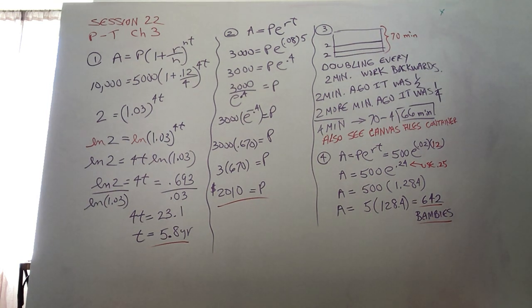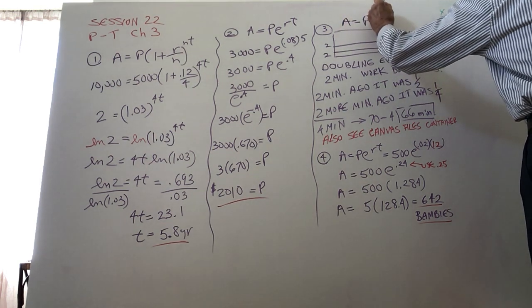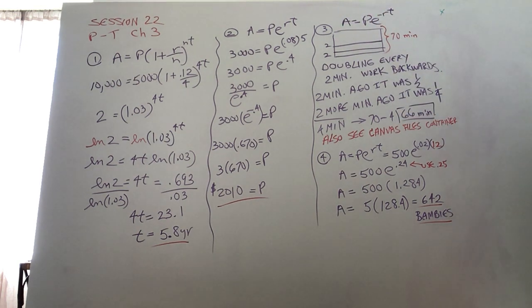on Canvas, if you'd like to see it there, as well as the A equals P e to the negative RT. Because we're working backwards, we'll be using that formula. And that'll work for us too. Check to see I've done a fair job, I think, of showing you the steps on that.